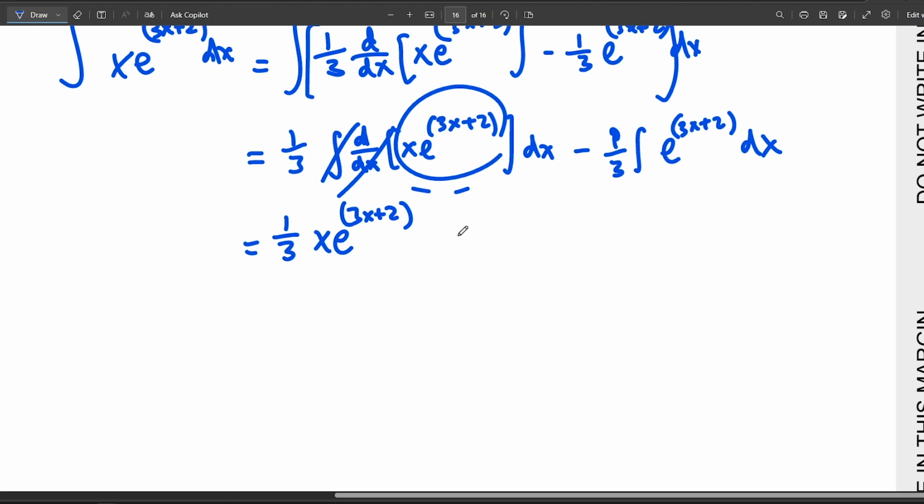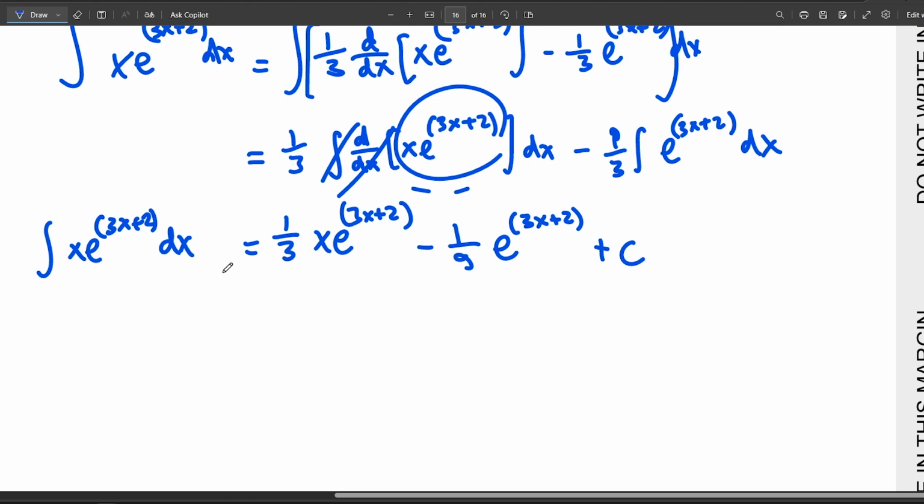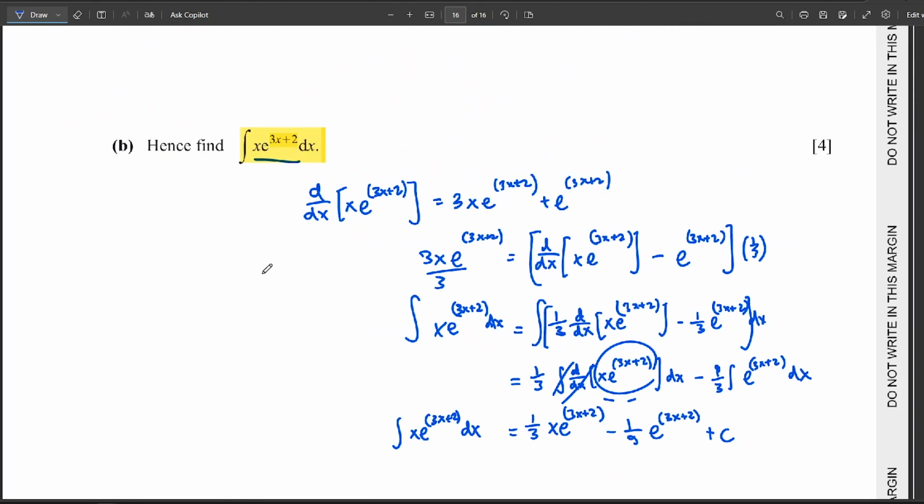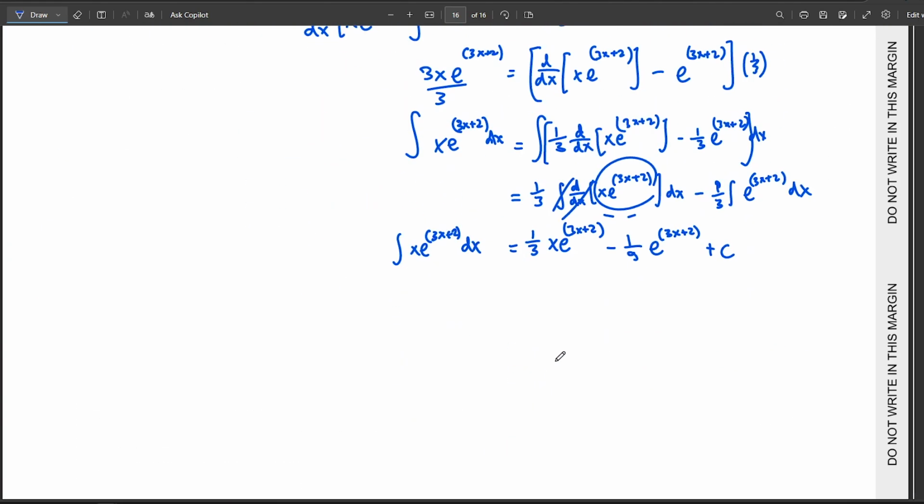For the next part, integrating an exponential function, it remains the same, except we have to divide by the derivative of the inside function. So divided by 3, we end up with 1/9, and the exponential is the same. So that will be the value of the integral on the left hand side, and don't forget to add a plus c because this is an indefinite integral. Okay, so that's the end of the paper. Thanks and good luck for your exam.